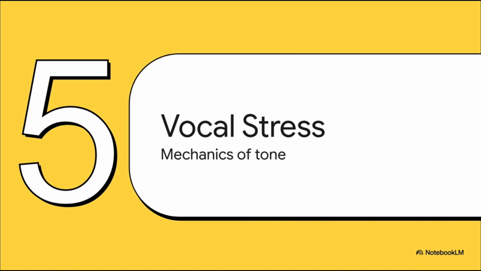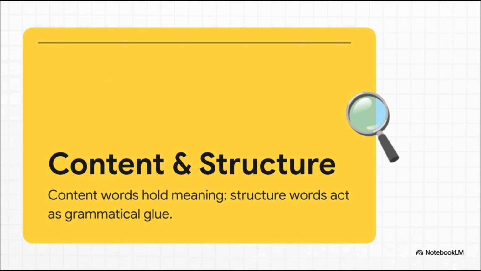It's not just what you say, it's how you say it. The core rule of rhythm in connected English speech comes down to the distinction between content words and structure words. Content words, we're talking nouns, main verbs, adjectives, adverbs. These hold the independent meaning of your sentence. They are the meat and potatoes.